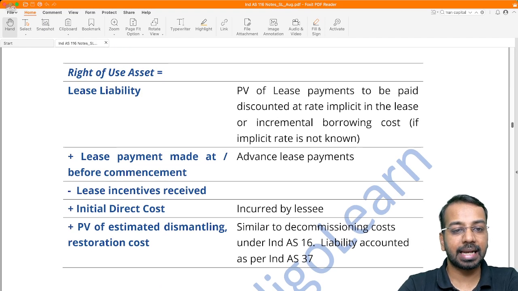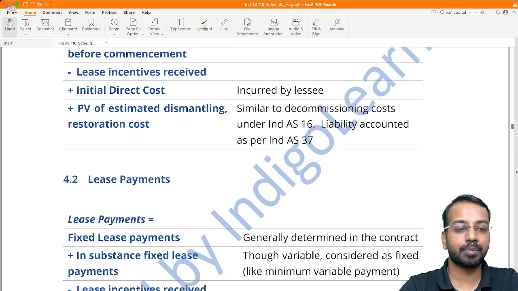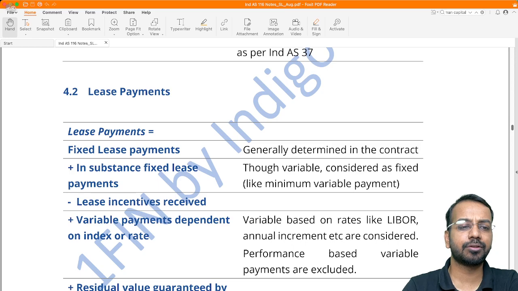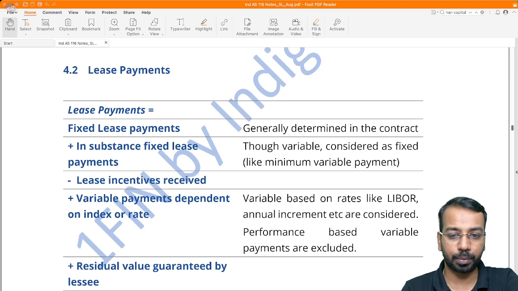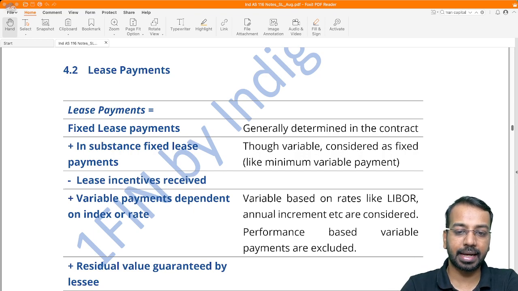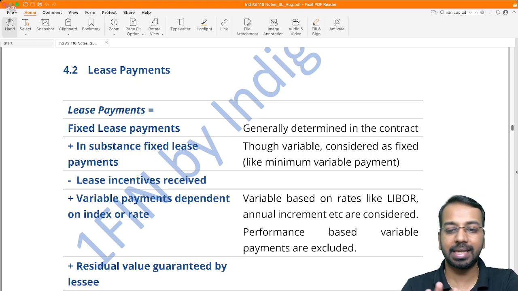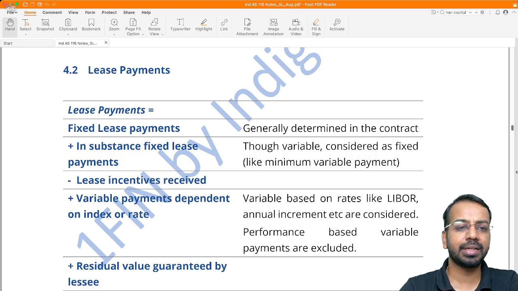When we calculate lease liability, we said we need the present value of lease payments. So now we need to understand what lease payments are, and here is one point where students get a lot of doubt. What is to be included, what is not to be included, how do we understand which amounts should be taken into calculation to calculate the lease payment. Now, whenever we say lease payment, one thing that is very simple and straightforward is the fixed lease payment.